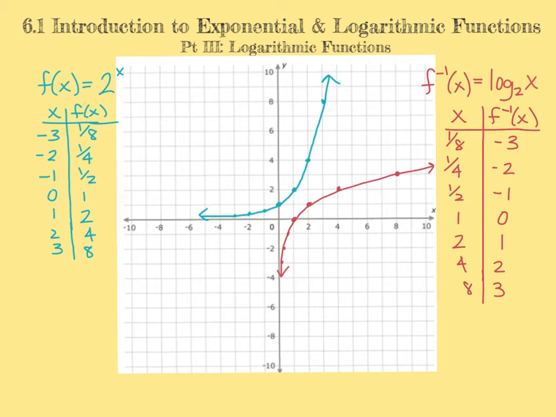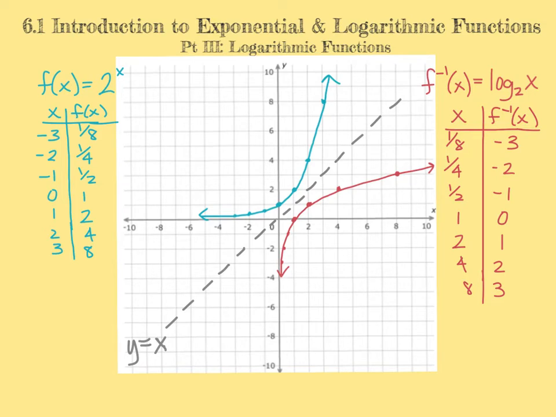Recall that graphically inverses are reflections about the line y equals x. The line y equals x is a diagonal line with a slope of 1 and a y-intercept of 0, so it passes right through the origin. So graphically, that's what it is. It's reflected about the line y equals x, because literally y equals x and x equals y, right?